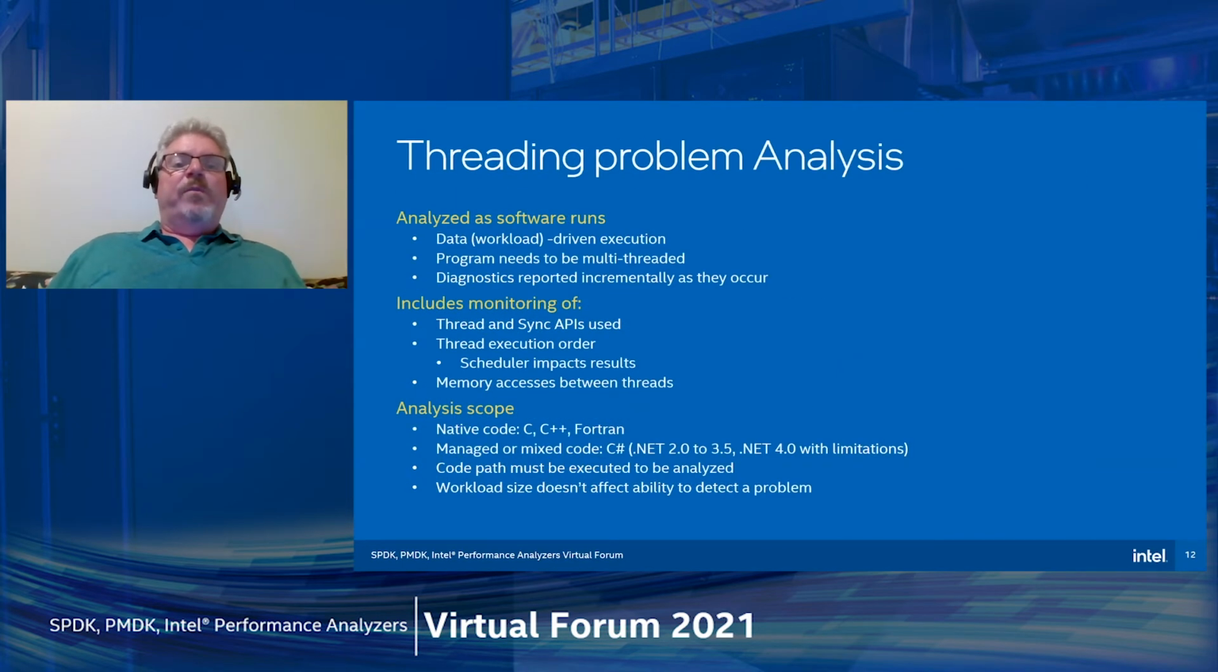So to briefly cover some of the threading problems that we can analyze, we can monitor the thread and sync APIs. So if you're trying to access memory between threads, we make sure that you're doing that in a way that does not cause a data race. Again, we can use C, C++, and Fortran. We can also use C#, and a code path must be executed in order to be analyzed.